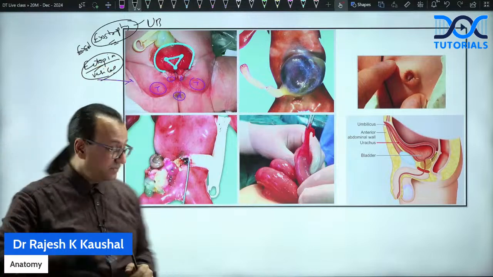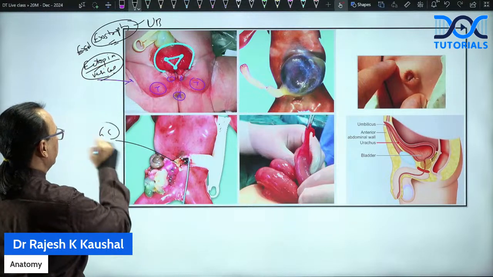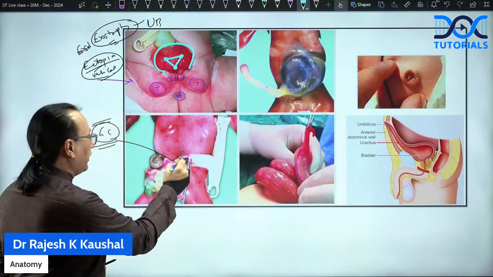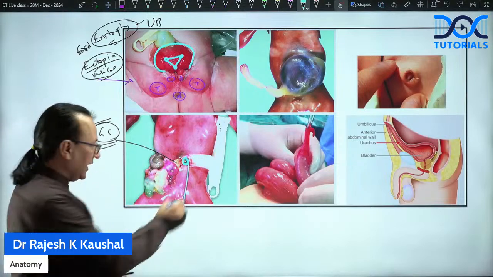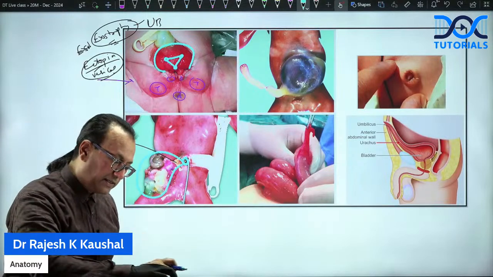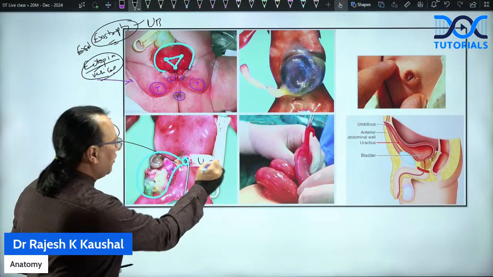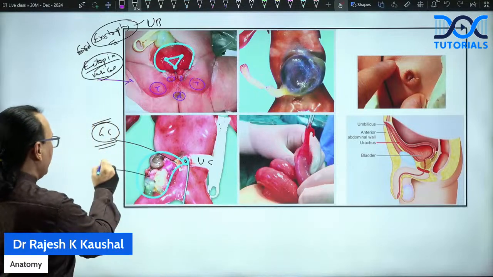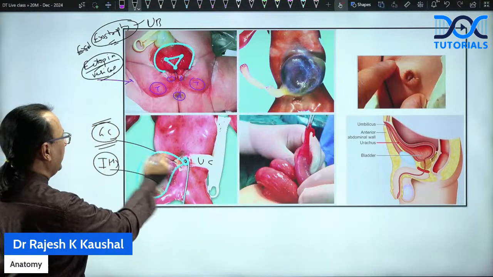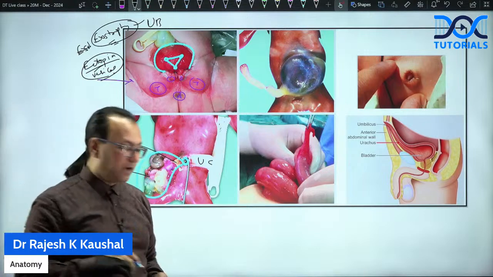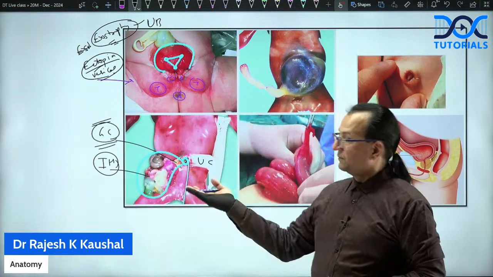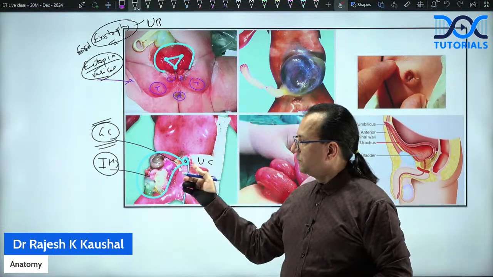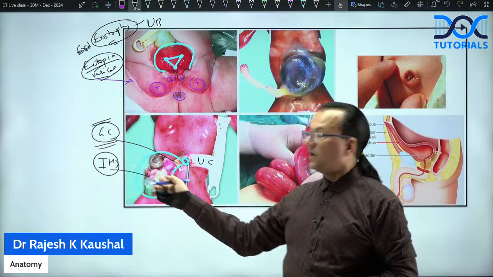What is this? It is gastroschisis. How do you identify it is gastroschisis? Because gastroschisis comes to the right side of the umbilicus. Umbilical cord is normal. There is intestinal herniation on the right side of the umbilicus. This is called gastroschisis. It is not covered by amnion. So gastroschisis: normal umbilical cord, to the right side of umbilicus, some intestinal hernia, not covered by amnion.